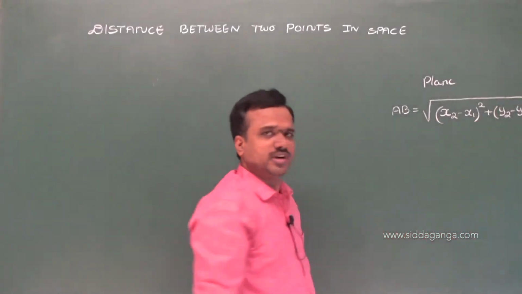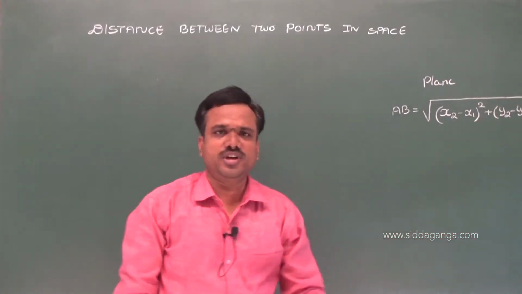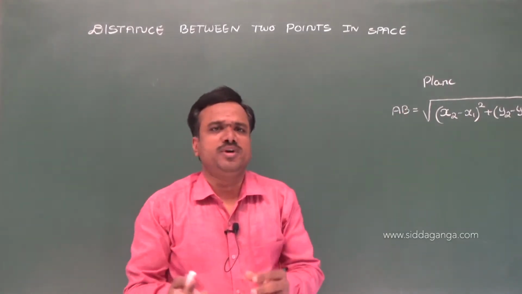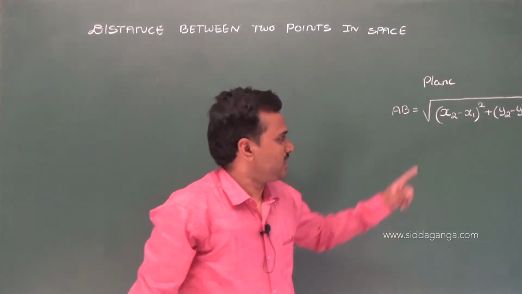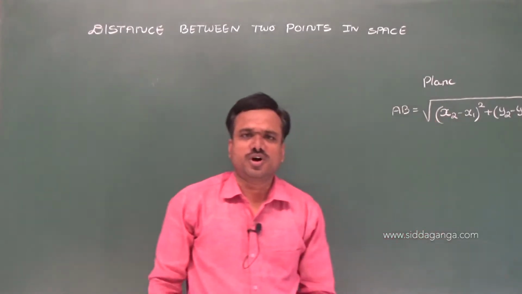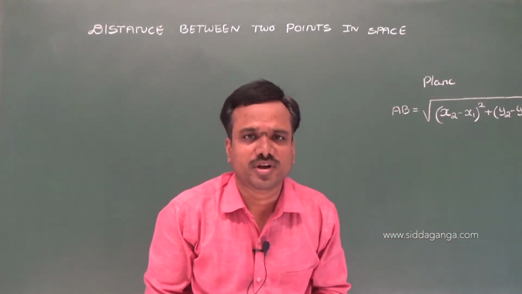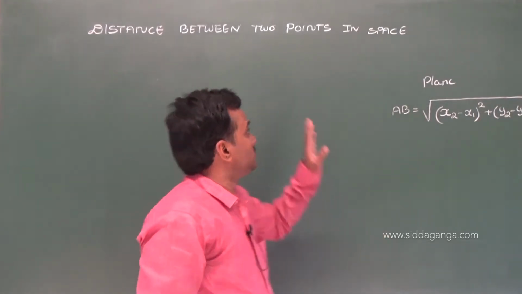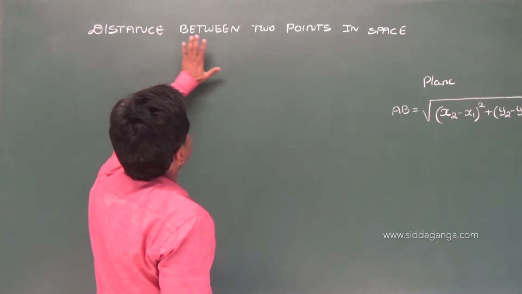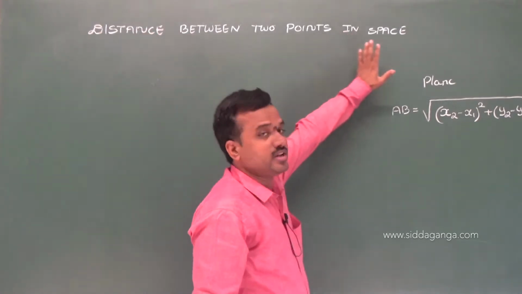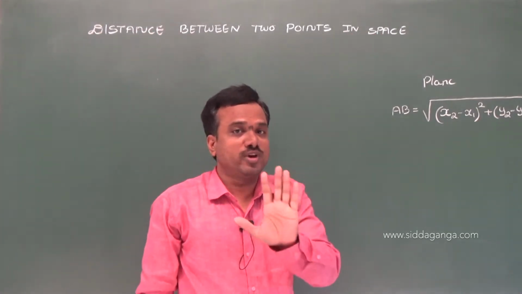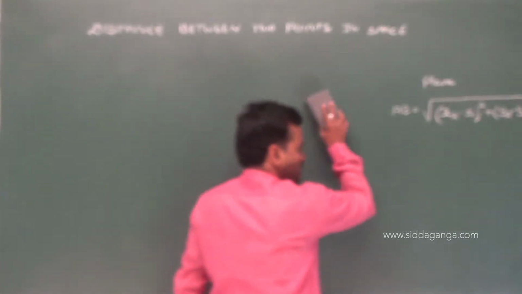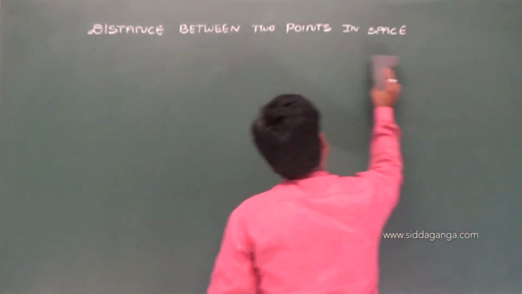Correct? You already know in 10th class, distance between 2 points in a plane is given by, A and B are 2 points lying on the plane, AB is x2 minus x1 whole square plus y2 minus y1 whole square. So now we derive the formula for distance between 2 points in space. Very important derivation. This derivation is asked in the examination for 5 marks.